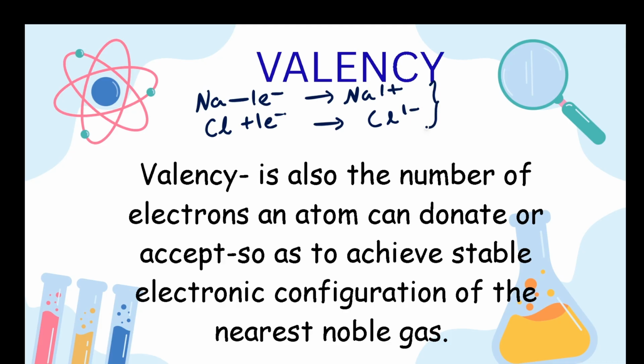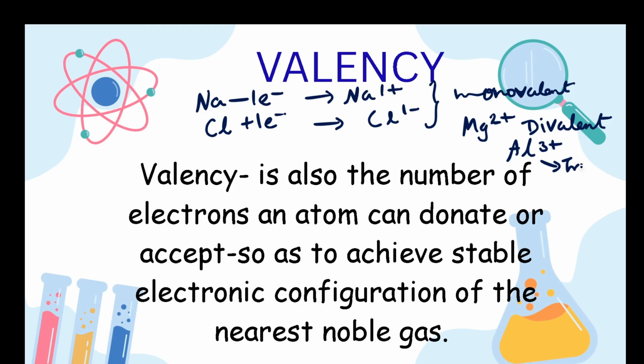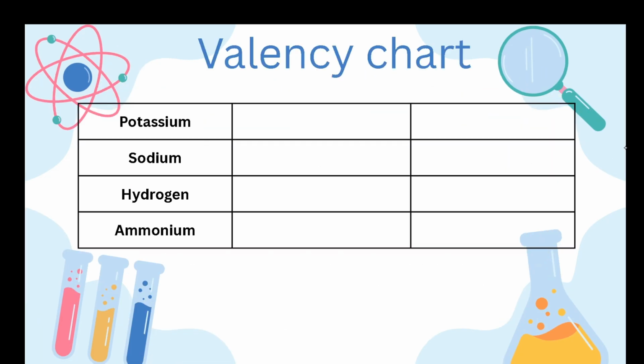So in both the cases, they are giving 1 and taking 1, so they will be called monovalent. In case of magnesium, because it will give 2, it will show divalent valency. And aluminium gives 3 electrons, hence it will show trivalent valency. So mono means 1, di means 2, and tri means 3. This is the other definition which you can remember and is important.